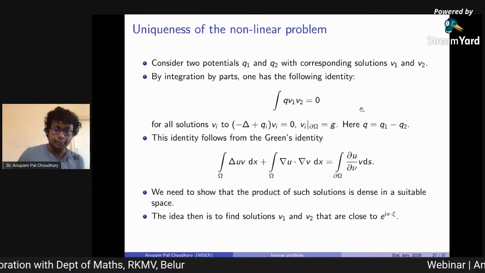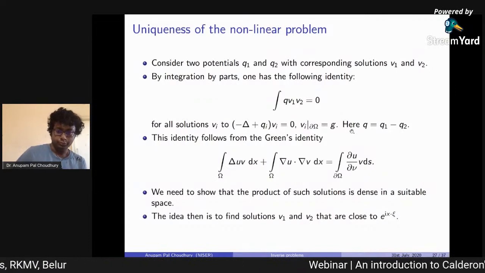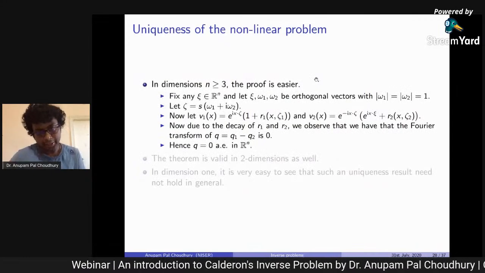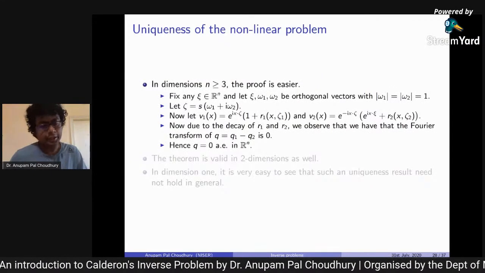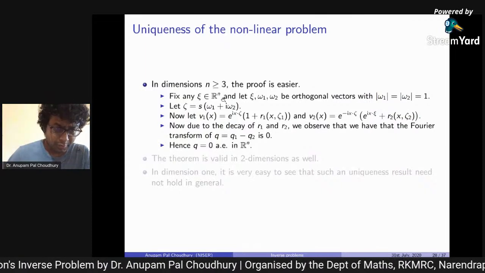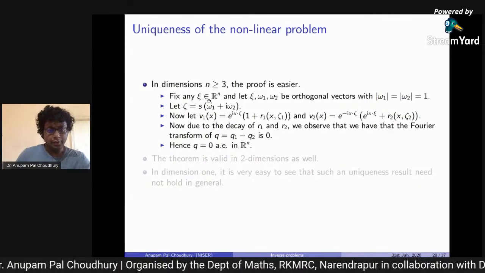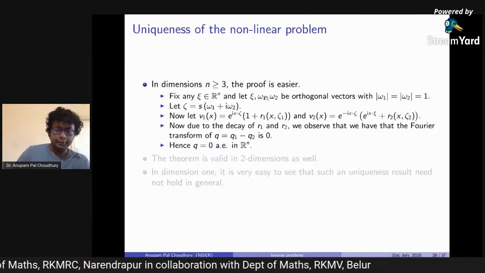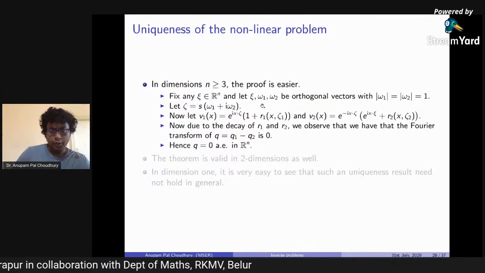So I have information about the Fourier transform of Q. If you consider dimensions n greater than or equal to 3, the proof is slightly easier. What you do is fix some zeta, the frequency, and then choose some orthogonal vectors, omega 1, omega 2.